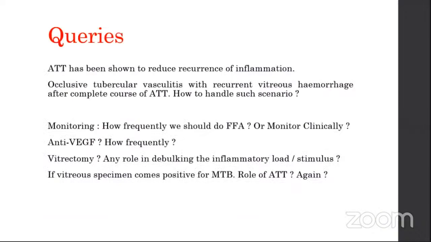So the queries that remain are: ATT has been shown to reduce recurrence of inflammation, but occlusive tubercular vasculitis with recurrent vitreous hemorrhage after a complete course of ATT, how to handle such a scenario? Should we do FFA or monitor clinically? Anti-VEGF, how frequently can we give anti-VEGF in such a scenario? Vitrectomy, any role in debulking the inflammatory load or stimulus? And if the vitreous specimen comes positive for MTB, role of ATT again?